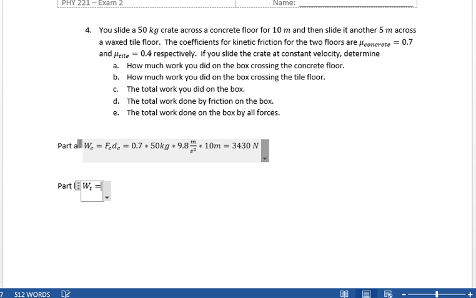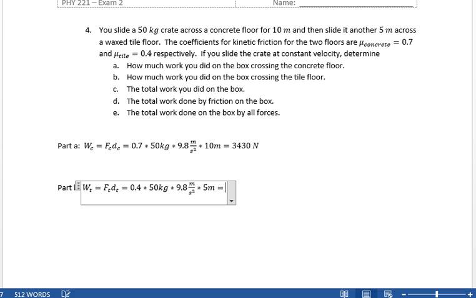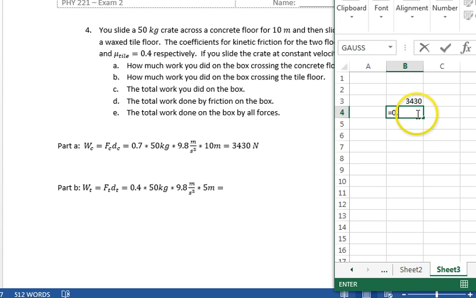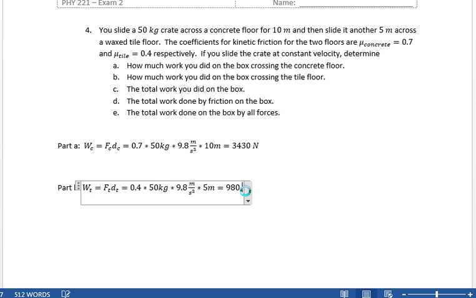We'll call that WT, and the force on the tile, and the distance we go on the tile. So the coefficient of friction here is 0.4 times 50 kilograms times 9.8 meters per second squared times, and this time we only go 5 meters. So how much work do we do getting across the tile? 0.4 times 50 times 9.8 times 5 gives us 980 newtons. 980 newtons of work is done by you on the box, moving it across the tile floor.